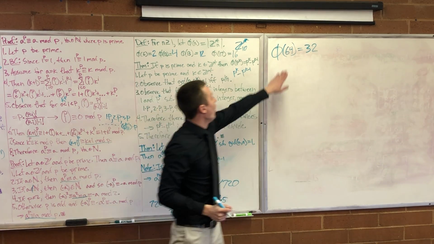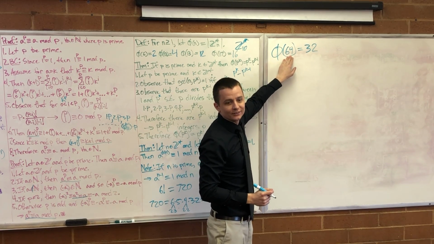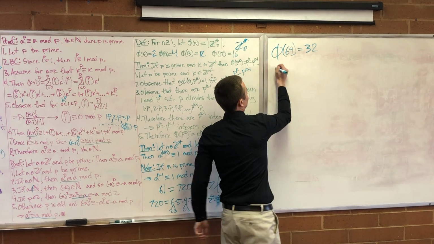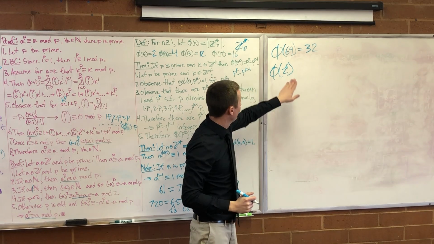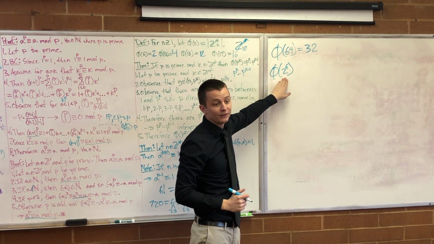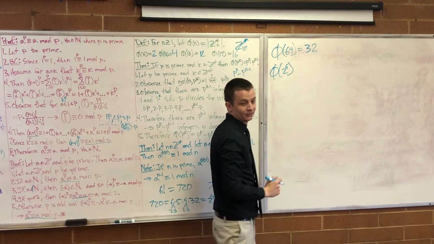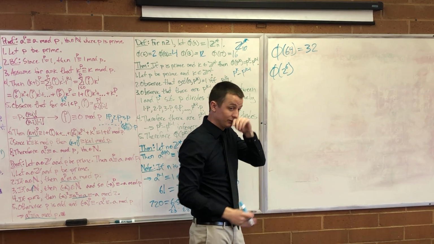It's even! You just remove all the evens. All the odds are going to be relatively prime, because what is this? This is 2 to the 6. So it's only going to share common divisors with evens, so get rid of all the evens and you're left with the odds.